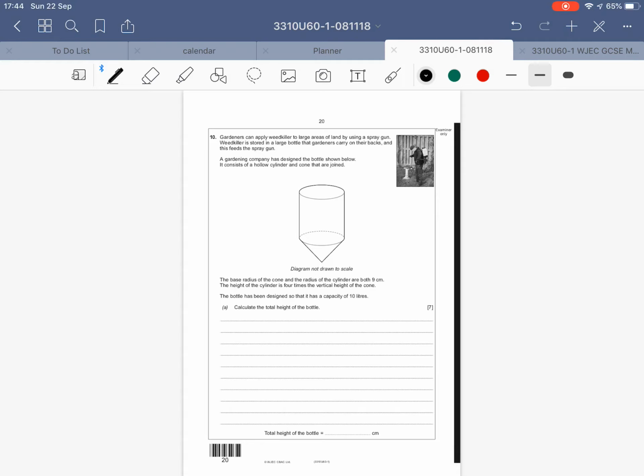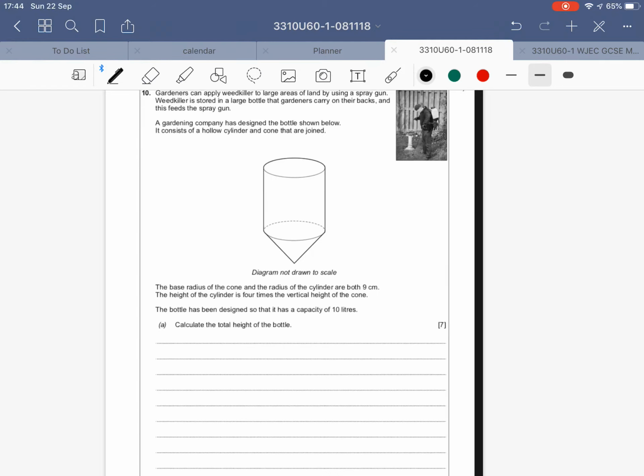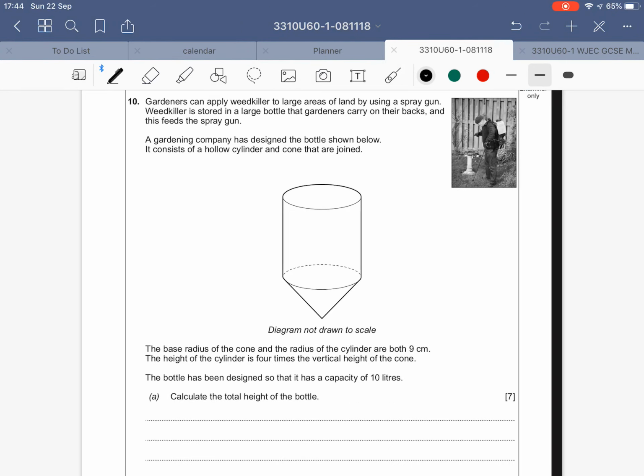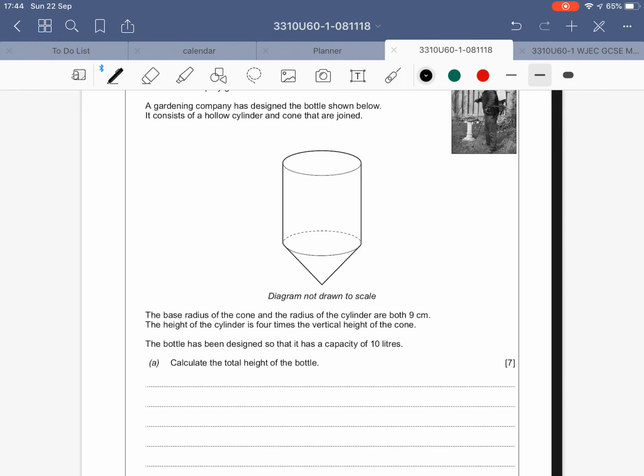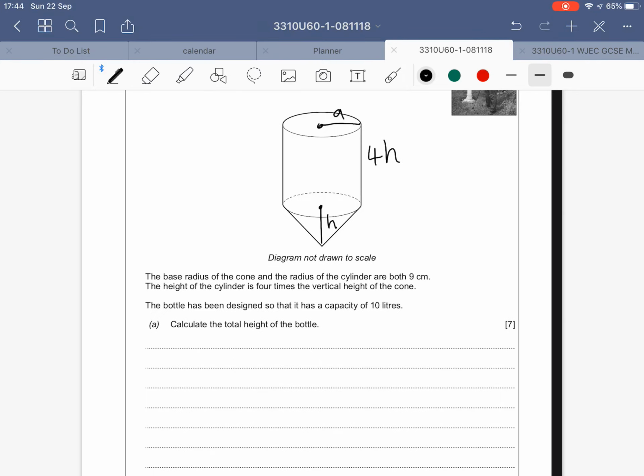Okay, question 10. Gardeners can apply weed killer to large areas of land by using a spray gun. Weed killer is stored in a large bottle that gardeners carry on their backs. Okay, so it's a weed killer's gun. The base radius of the cone is 9, so that's the same as the cylinder. Height of the cylinder is 4 times height of the cone, so the cone is height h. Cylinder is 4 lots of h. A bottle has been designed so that the capacity is 10 litres.